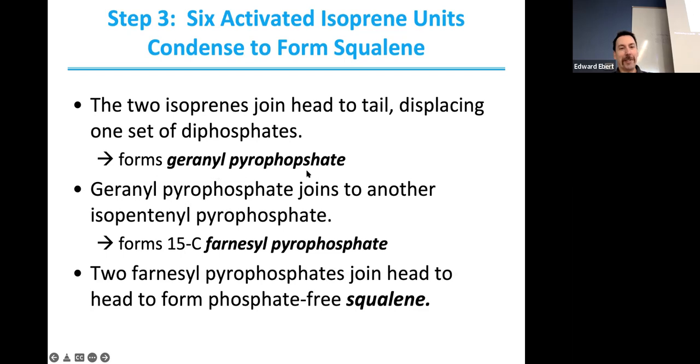Geranyl pyrophosphate. Oh, another typo. Jeez, that's terrible. Pyrophosphate. Yeah, it smells like shate to me.